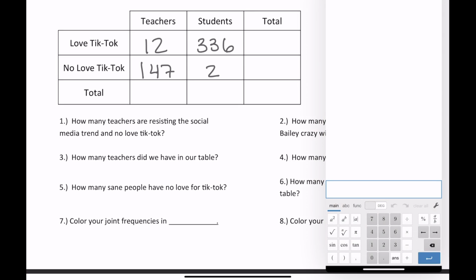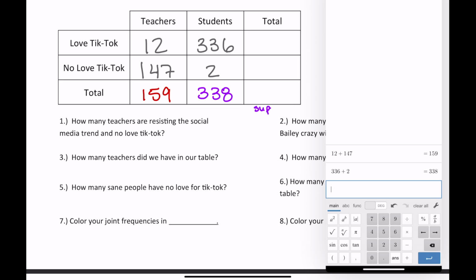All right, so first we're going to figure out how many teachers there are. So what we're going to do is add 12 and 147. So 12 plus 147 gives us 159. Then we're going to figure out the total of students. So we've got to do 336 plus 2. So 336 plus 2 is 338.